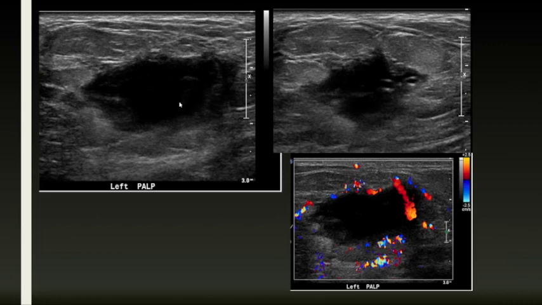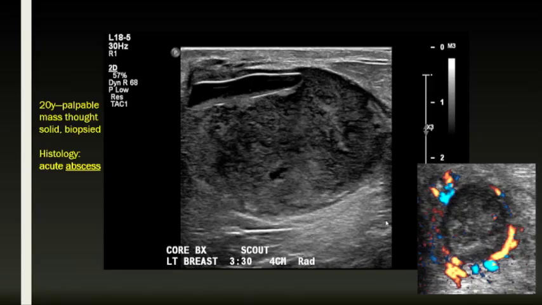Another abscess, this is unilocular, these are orthogonal views, and I'm showing you this to show you the common pattern, a vascular pattern, which is rim vascularity around an abscess. This one was easily drained percutaneously. Another appearance is a more solid appearance.